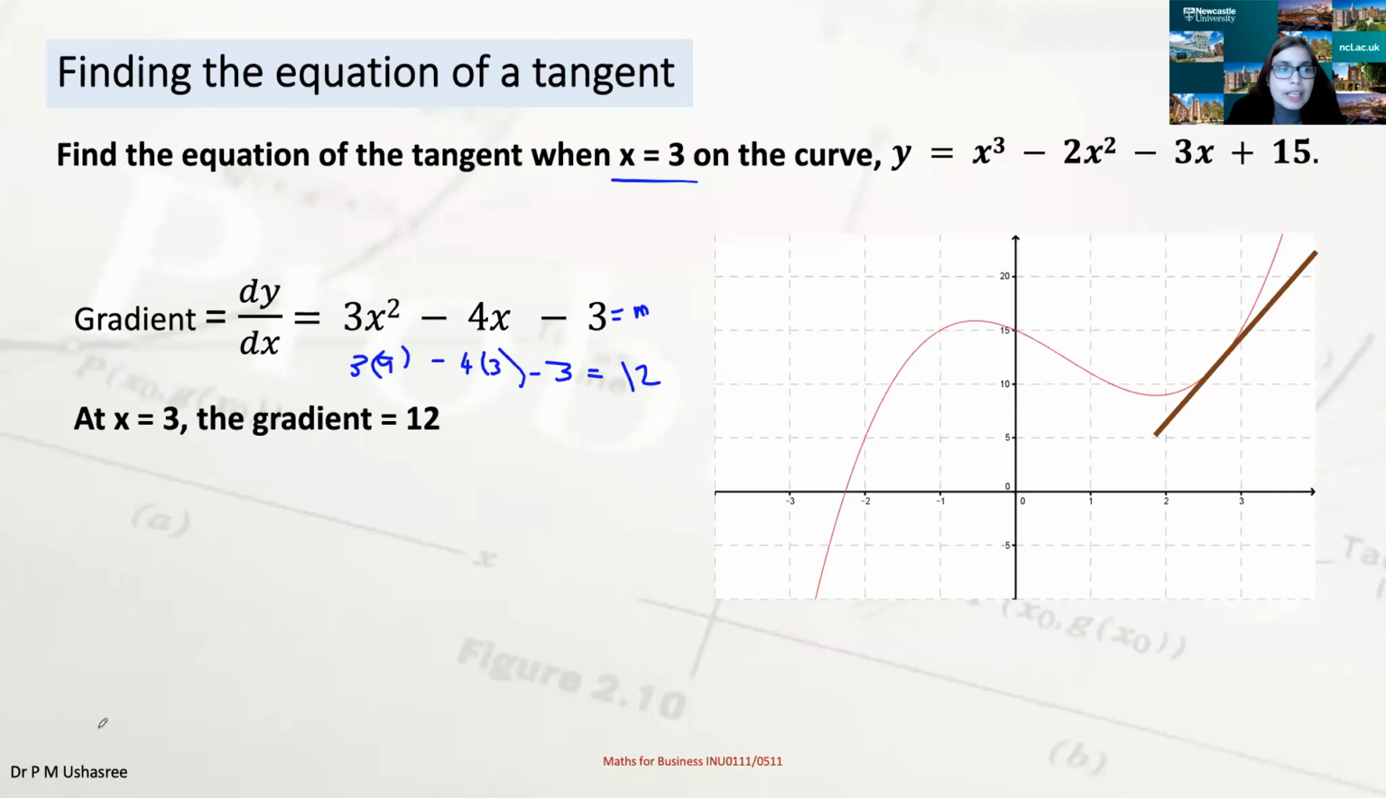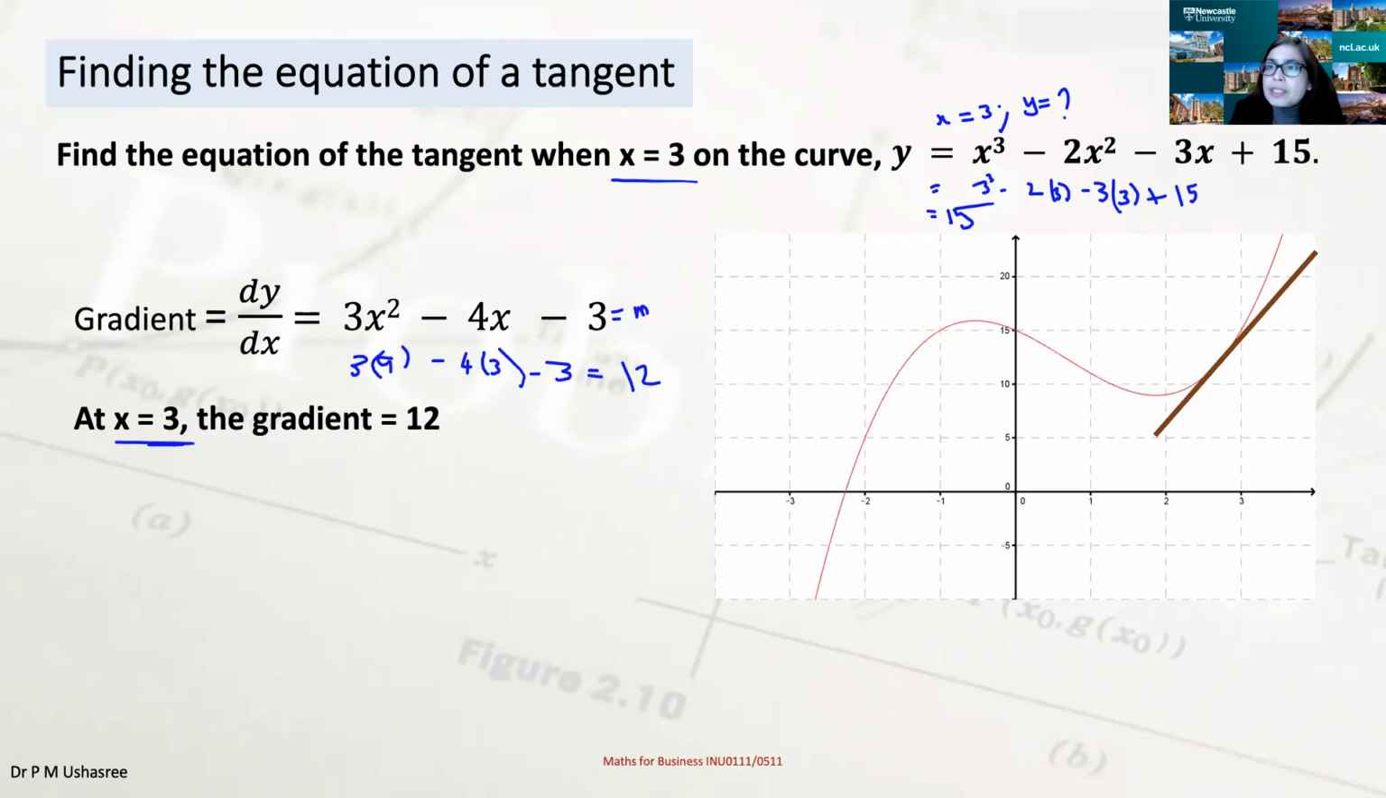Now we need to find the equation of the straight line. For that, you have to find the value of y. So you put 3 in this equation. At x is equal to 3, what is y? We need to find the value of y. So that is nothing but 3 cubed minus 2 times 3 minus 3 times 3 plus 15. And so this is going to be 27 minus, oh yeah, so it's going to be 15, isn't it?